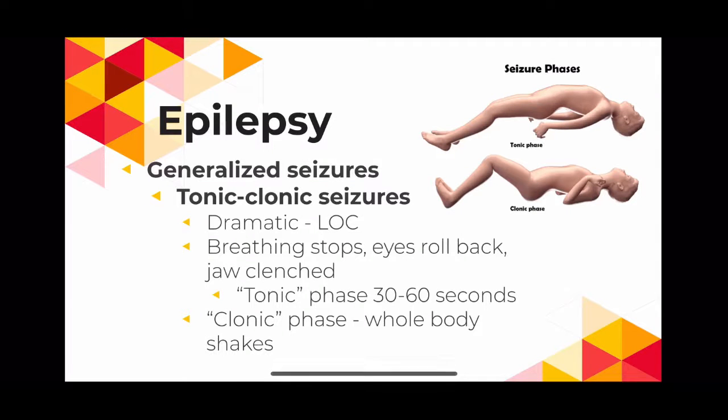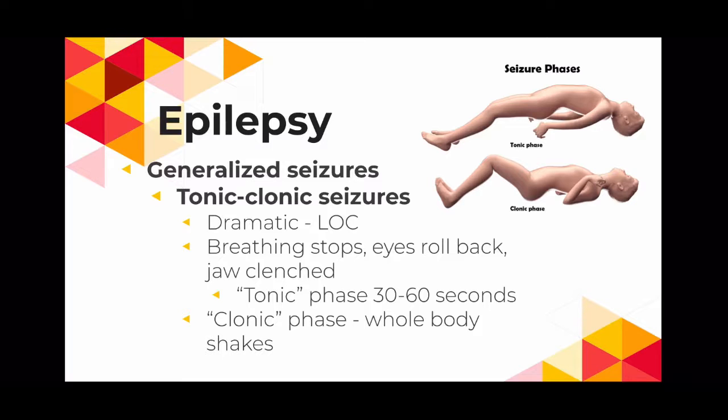The second type of generalized seizure is called a tonic-clonic seizure. This is when an individual experiences a loss of consciousness. So again, that LOC stands for loss of consciousness. They also have their breathing stop, their eyes usually roll backward, and their jaw clenches. So you can see in this picture, you have that tonic phase, where they lose consciousness. Their muscles start to tighten, their breathing could stop, and it usually lasts anywhere from 30 to 60 seconds.